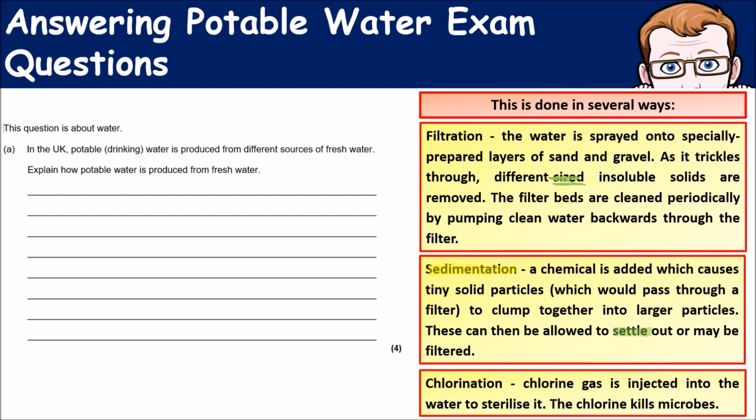If we look at this question, it is about potable water. The key bit is that in the UK, drinking water is produced from sources of fresh water. Never presume that fresh water is safe to drink. So, explain. Remember, when we explain things, we need to say what's happening and why drinking water is produced from fresh water.